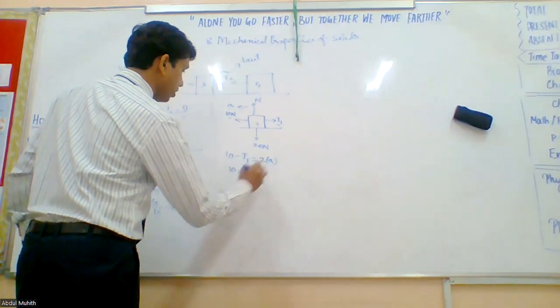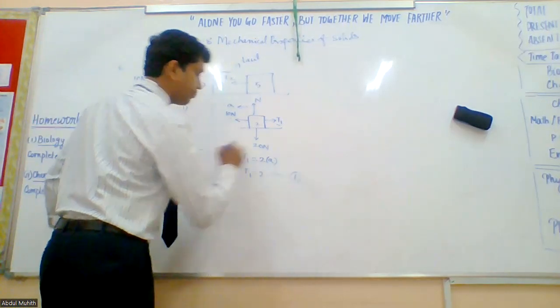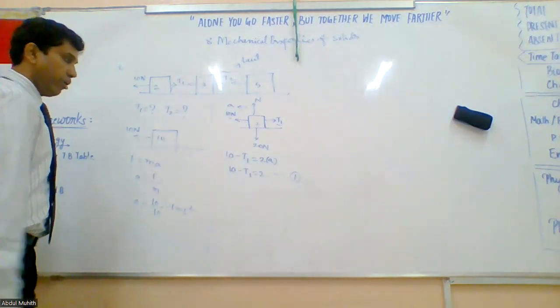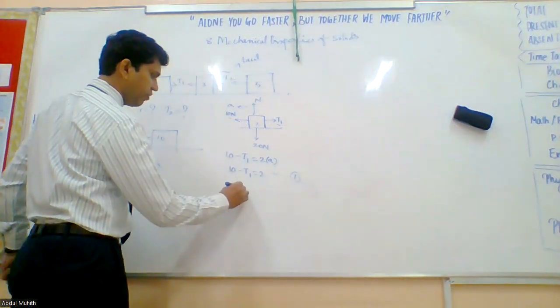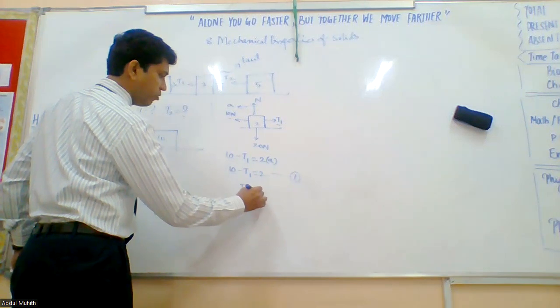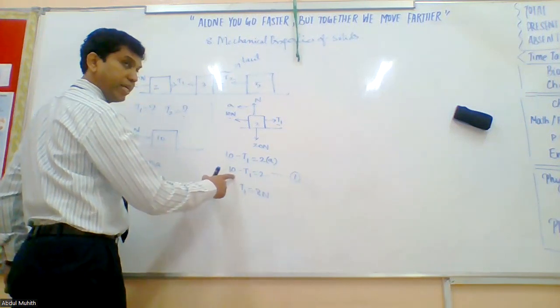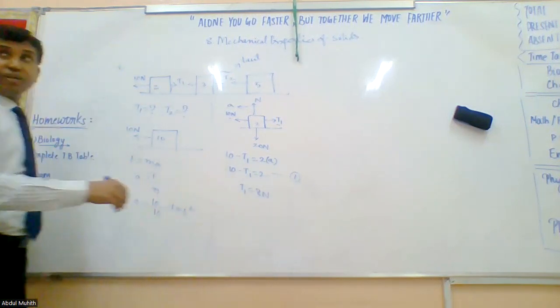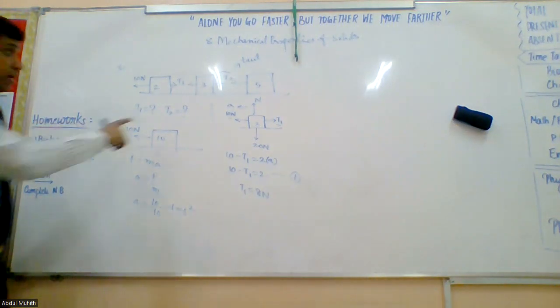T1, solve it. That is equation number 1. T1 is equal to how much? 8 newtons, is it not? Bring this 2 on this side, plus will become minus, 8 newtons. Clear? Second part, we will take this one.